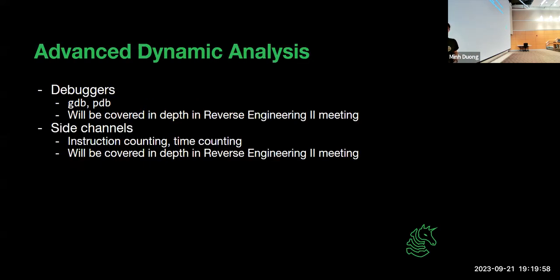These are some advanced techniques that we'll go through in Rev 2. If this is something you're interested in, you should definitely come out to that. We do have a side channel CTF challenge today called Slowpoke. If you're interested in learning more about that, I can also talk about that later today. But these are mostly covered in Rev 2.